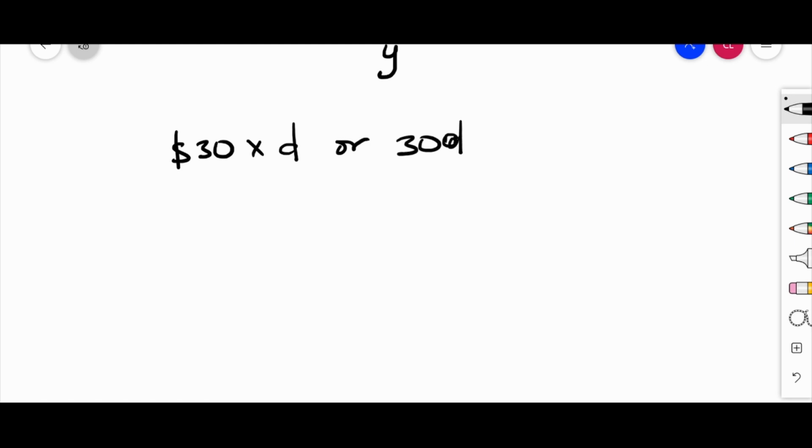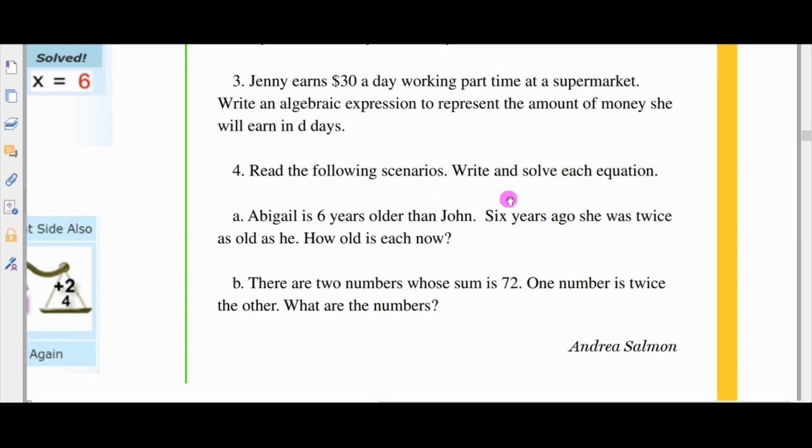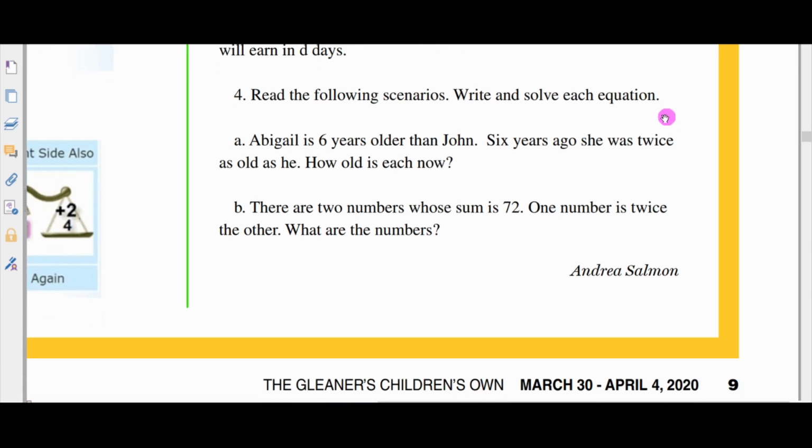Okay. Number 4, read the following scenario, write and solve each equation. Now equation, we're going to have the equal sign in this. A, Abigail is 6 years older than John. 6 years ago, she was twice as old as he is. How old is each now?